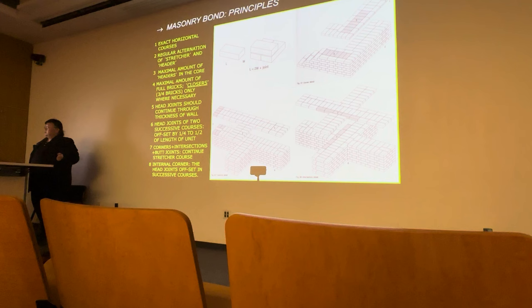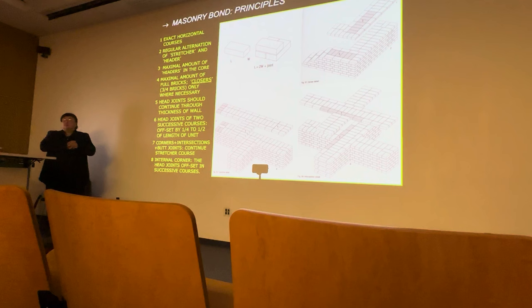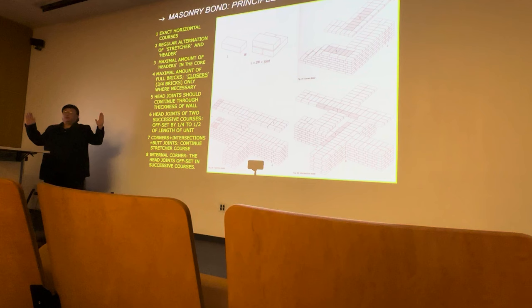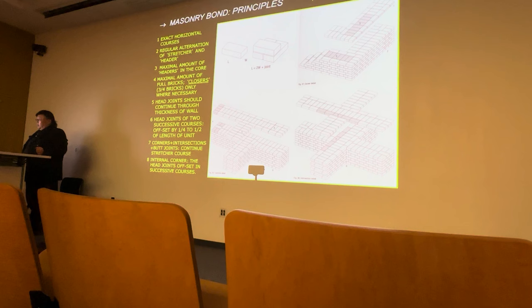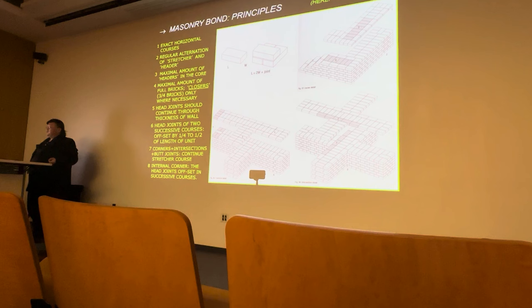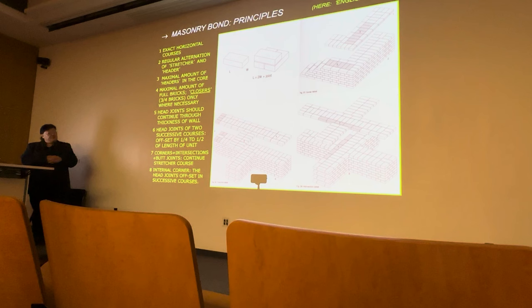Just verbally talk about these eight points. Maximum amount of headers in the course. The headers actually strengthen your brick wall by positioning the bricks in different directions. They are close to each other, which makes the header bond stronger in the wall. Maximum amount of full bricks, the closer three-quarter bricks only when necessary. Head joints should continue through the thickness of the wall. Head joints of two successive courses are offset by a quarter to half of the length of the unit.